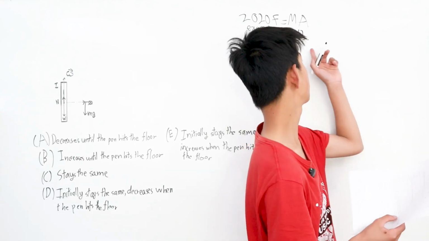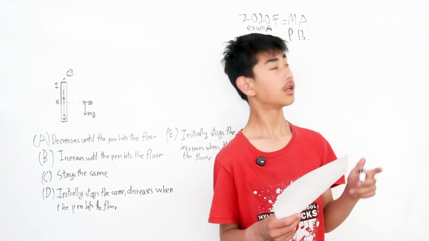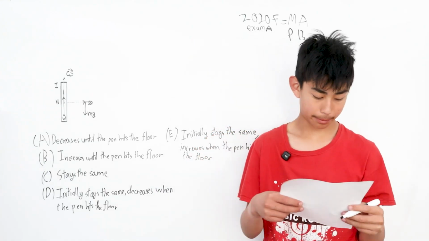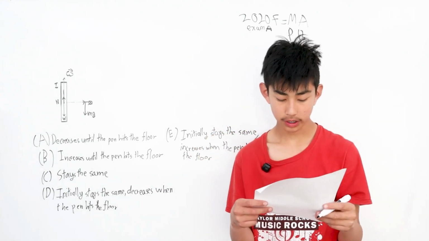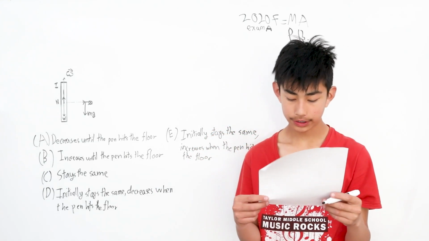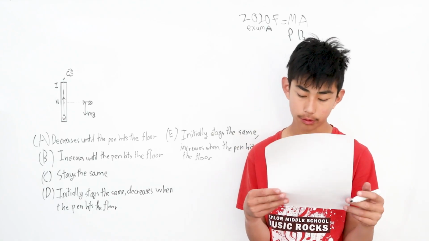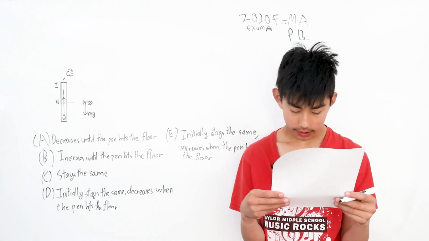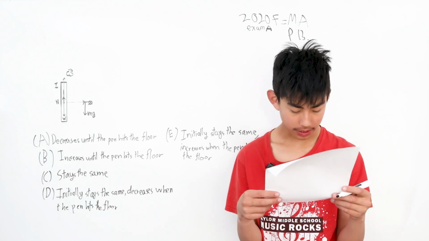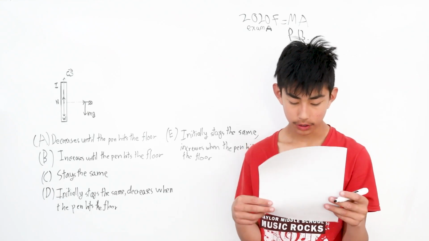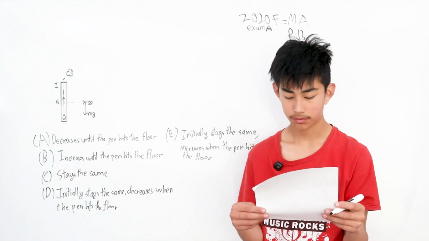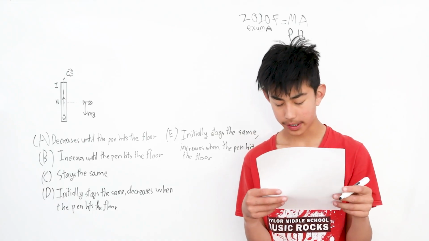We're solving problem 13 from the 2020 F equals MA exam A. A ballerina with moment of inertia I is quickly twirling with angular velocity omega. In her hand, she has a pen of mass m at a radius r from her axis of rotation. The ballerina releases the pen.